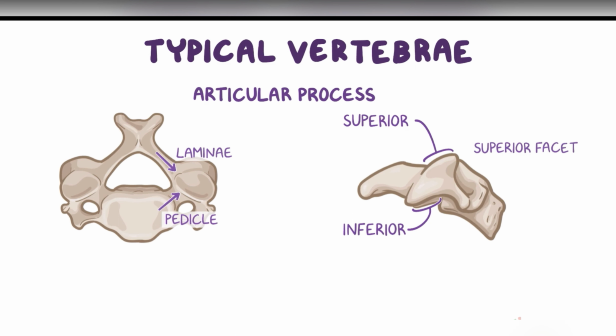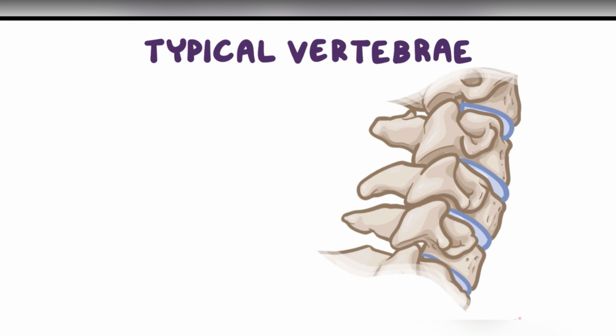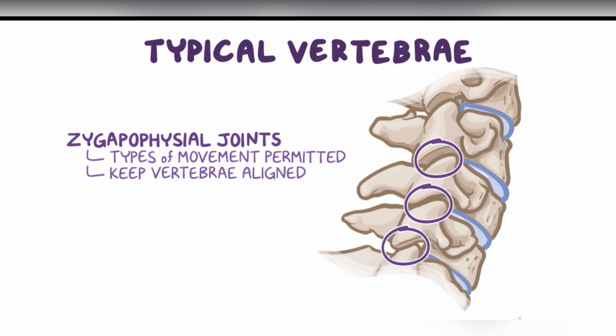The superior facets are oriented supero-posteriorly, and the inferior facets are directed infero-anteriorly. The superior and inferior articular processes articulate with the corresponding processes of the neighboring vertebrae to form the zygapophyseal joints. These joints determine the type of movement permitted and restricted between the neighboring vertebrae of each region, and also they keep the vertebrae aligned, preventing one vertebra from translating or slipping anteriorly on the vertebra below.